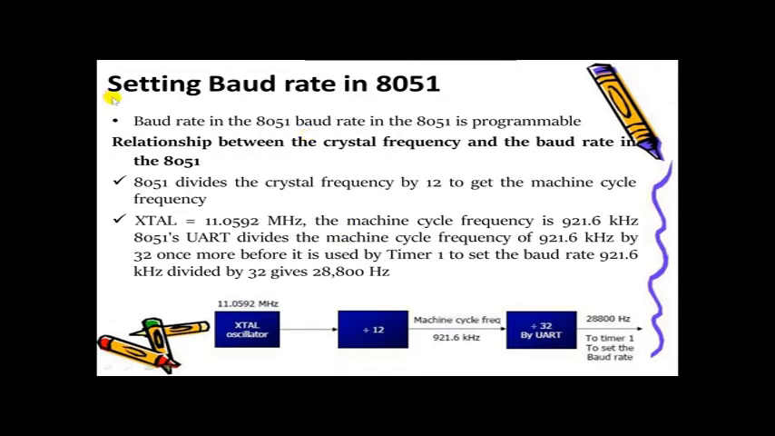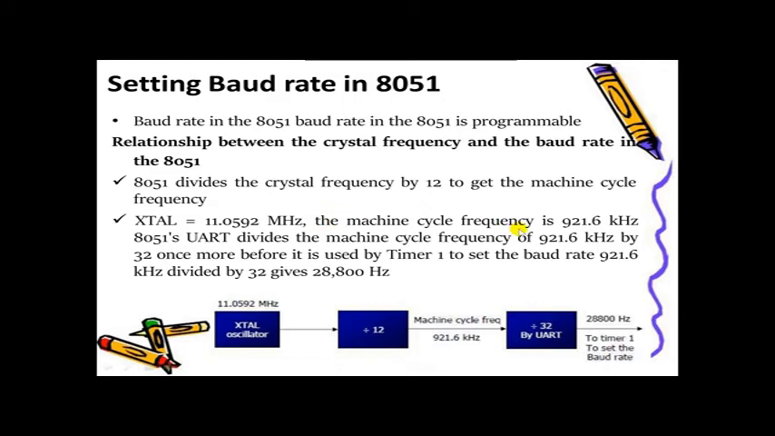How to set up a baud rate in 8051? The baud rate in 8051 is programmable, that means we are able to program the baud rate. The relationship between crystal frequency and baud rate of 8051 is discussed now. The 8051 divides the crystal frequency by 12 to get the machine cycle. We already discussed what the crystal frequency and the machine cycle in 8051 are, and we know the crystal frequency here is 11.0592 megahertz.